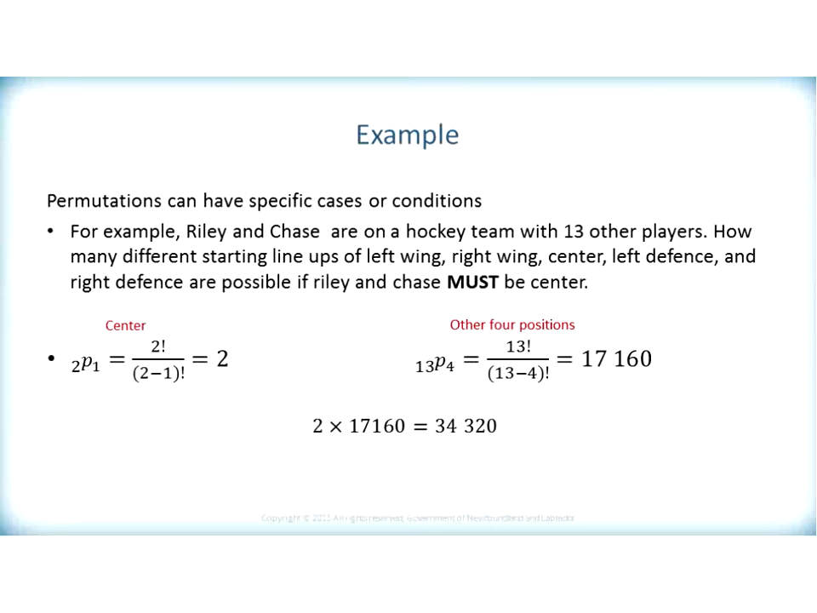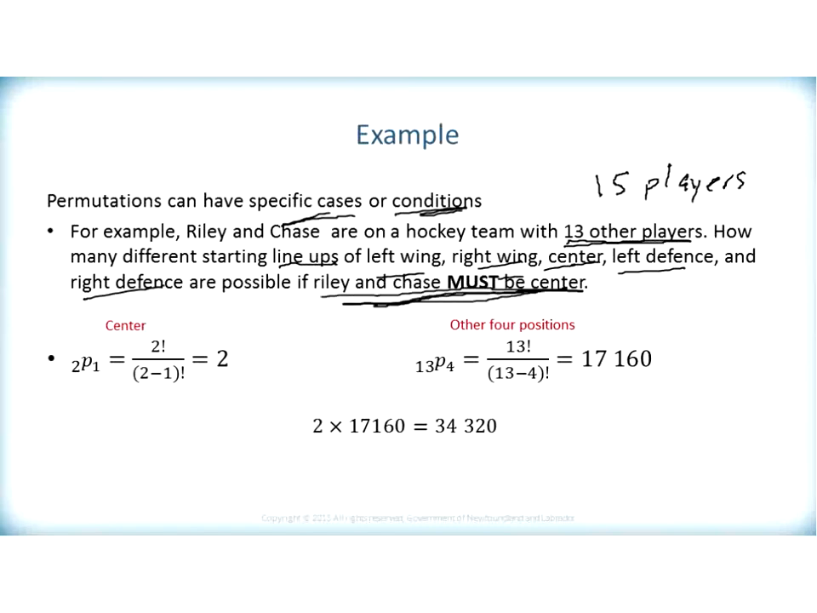Permutations can have specific cases or conditions. For example, Riley and Chase are on a hockey team with 13 other players. That means there will be 15 players in total. How many different starting lineups of left wing, right wing, center, left defense, and right defense are possible if Riley and Chase must be center? And here's our condition. Riley and Chase must be center.